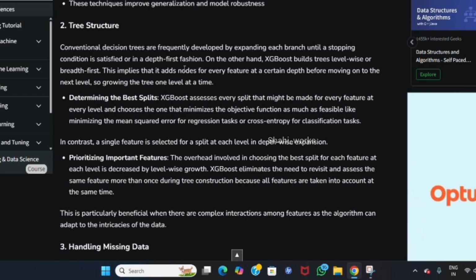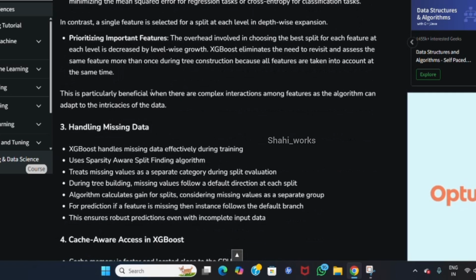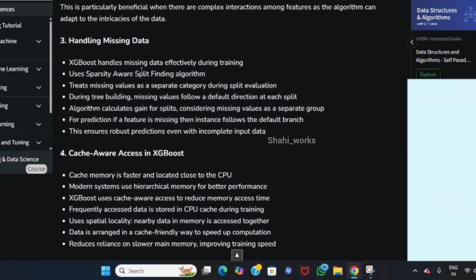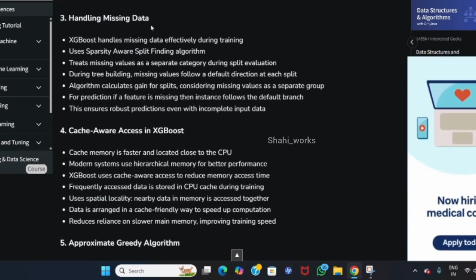Next, tree structure. The tree structure determines the best trees. Next, prioritizing the important features. Next, handling the missing data.